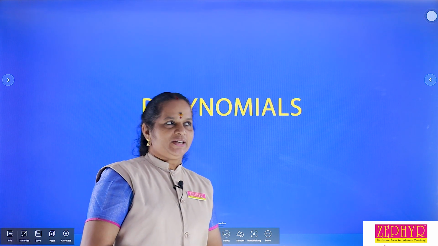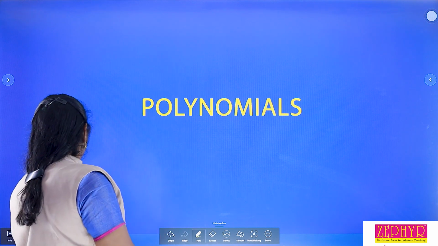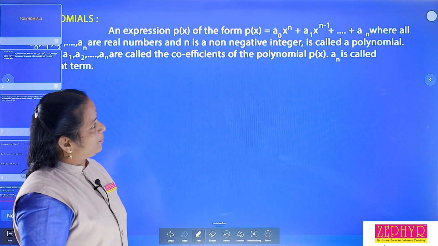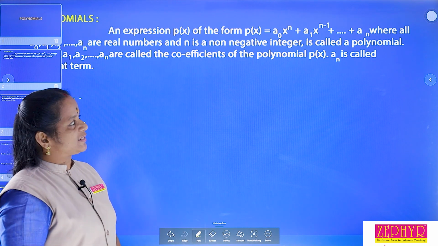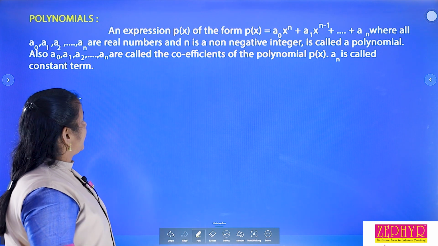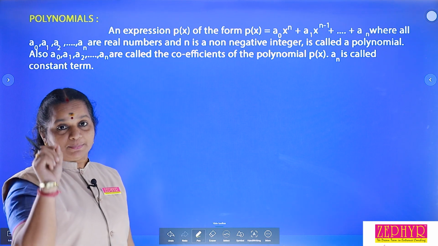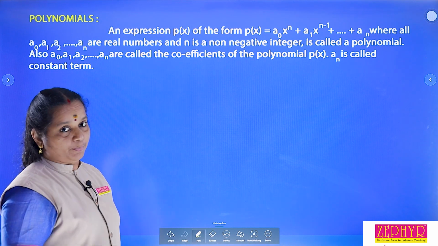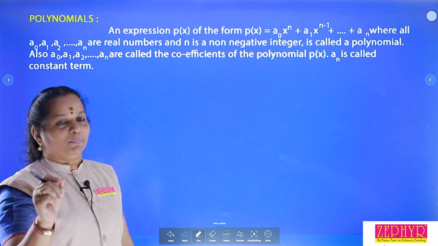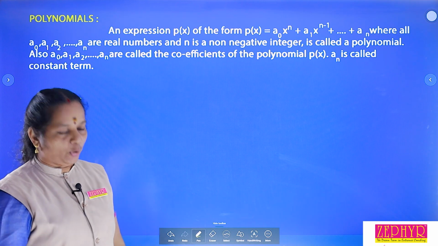Already you know about it. What is a polynomial? Any algebraic expression of the form p of x is equal to a0 x raised to n plus a1 x raised to n minus 1 plus etc. plus an, where a1, a2, etc. an are all real numbers and n is a non-negative integer. That is the most important thing in this problem. This is called a polynomial.